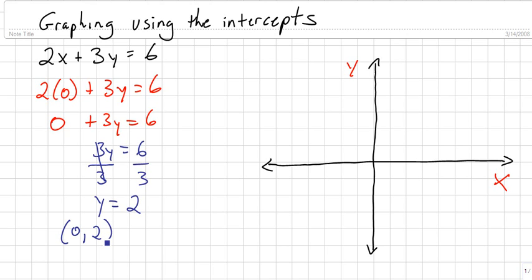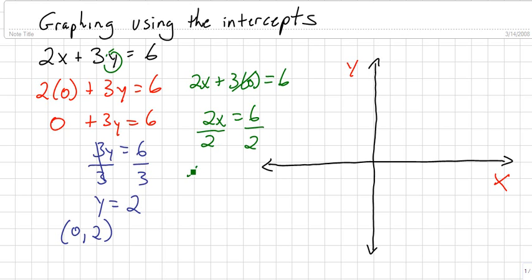That is the y-intercept. Now to find the x-intercept, we substitute 0 in for y in the equation. So it would be 2x plus 3 times 0 equals 6. That cancels out to 0, so I'm left with 2x equals 6. Now I need to get rid of the 2, which is multiplied by x, so I do the equal but opposite operation, which is division. I divide by 2, and whatever I do to one side, I do to the other side. So I'm left with x equals 3. The x-intercept is (3, 0), because remember, my ordered pairs are always (x, y).